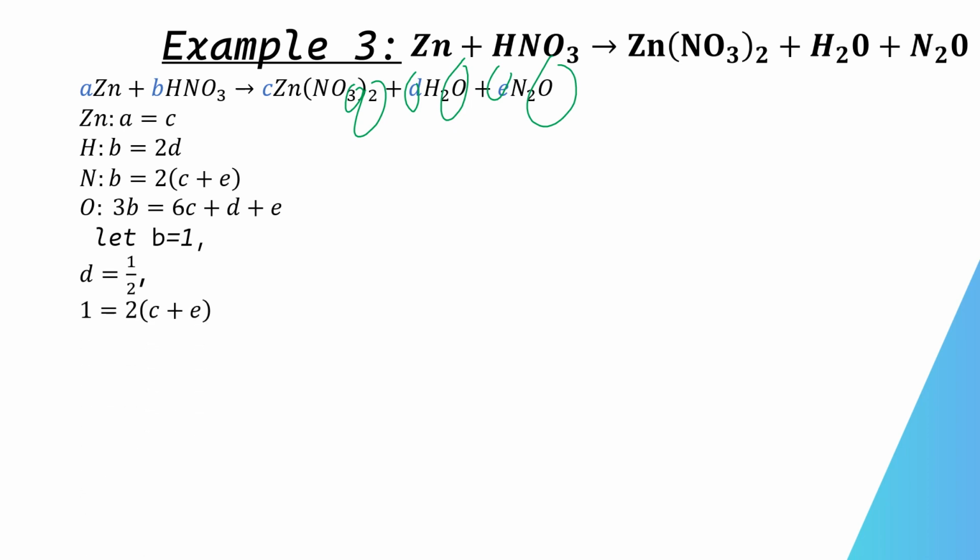Now, also, 1 is equal to 2c plus e for nitrogen. So we get c plus e is equal to half. You divide through by 2. So this is our equation 1.